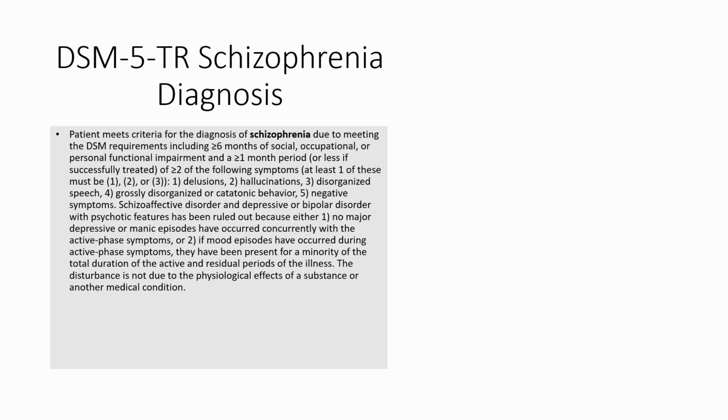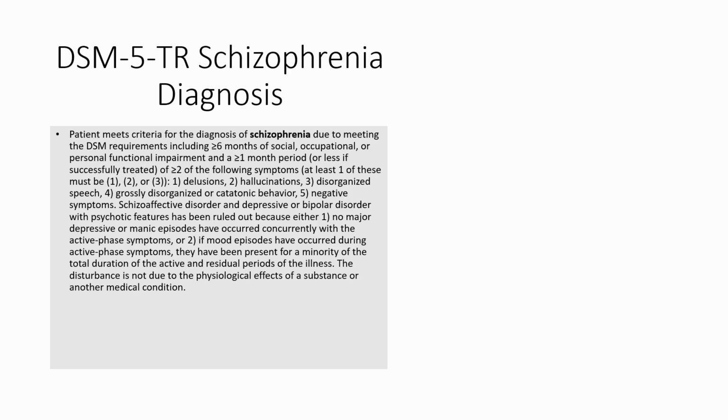For a patient to meet criteria for schizophrenia, they must have at least 6 months of impairment of social, occupational, or personal function, as well as more than 1 month, or less if the patient received treatment, of at least 2 symptoms, including delusions, hallucinations, disorganized speech, disorganized behavior, and negative symptoms. At least one of the symptoms present must be delusions, hallucinations, or disorganized speech.